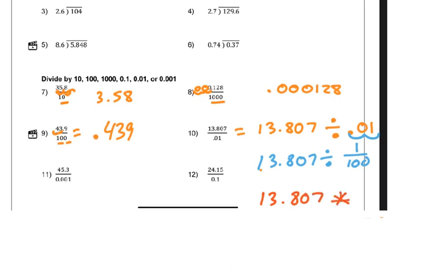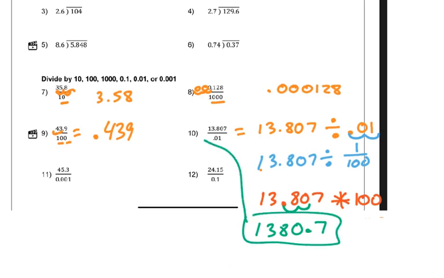So this is 13.807 times 100. Now let's think about this for a second. Do I want to move the decimal to the left or to the right if we're multiplying by 100? If I moved it to the left, we would change 13.807 to 0.13807, which would make the number smaller. That doesn't make sense, because if you're amplifying something by 100, the number should get bigger. So instead, we're going to move the decimal place the other direction, and we're going to have 1380.7. And that's our answer. So this was for number 10.